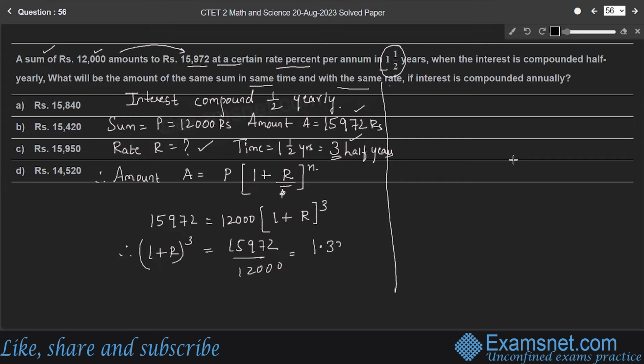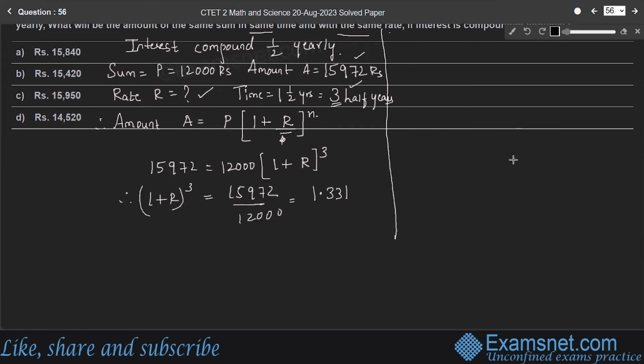So you will get 1.331, right? So we'll check 15,972 divided by 12,000, 1.331. So which is equal to 1 plus r cube, right? Therefore, 1 plus rate is equal to cube root of 1.331, right? What is cube root of 1.331? It is 1.1, right? Therefore, rate of interest is 1.1 minus 1, which is 0.1. Right, 0.1 is rate of interest.